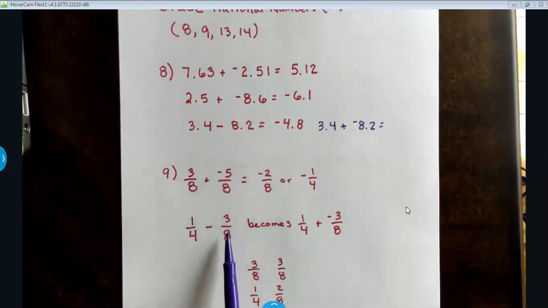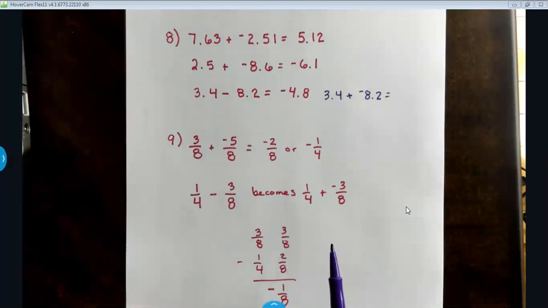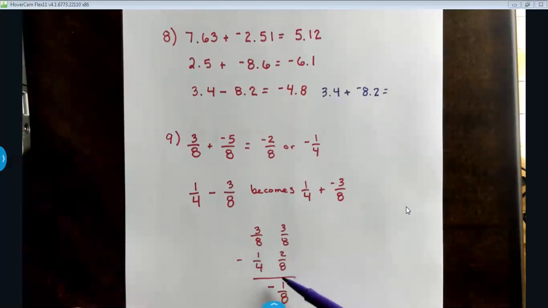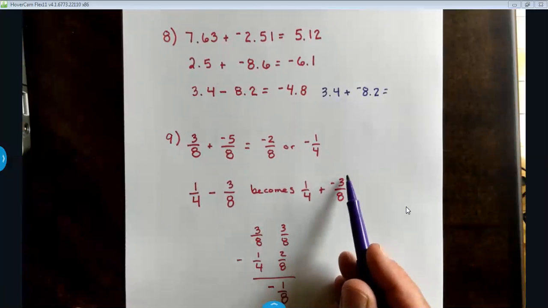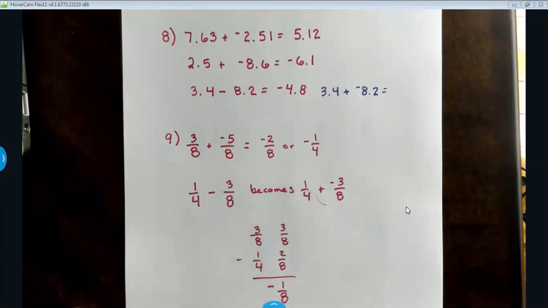Now 1/4 minus 3/8 becomes 1/4 plus a negative 3/8. So I'm adding two rational numbers that have different signs, I need to subtract. So I'm going to set up 3/8 minus 1/4. I find my common denominator of 8. 3/8 stays at 3/8 and 1/4 becomes 2/8. I then can subtract. 3/8 minus 2/8 is 1/8. And it stays as a negative answer because 3/8 is the higher number. Its sign is negative.